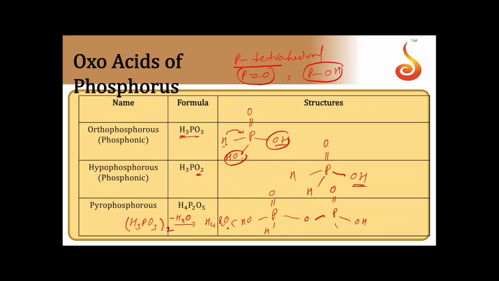Therefore here is H and then here you have H. So there are only two OH groups for this. It is also dibasic in nature and the molecule contains one P-O-P bond. So pyrophosphorous acid contains one P-O-P bond in that.